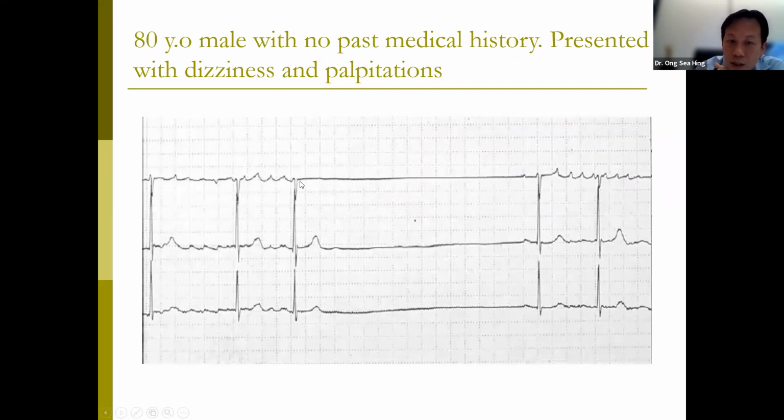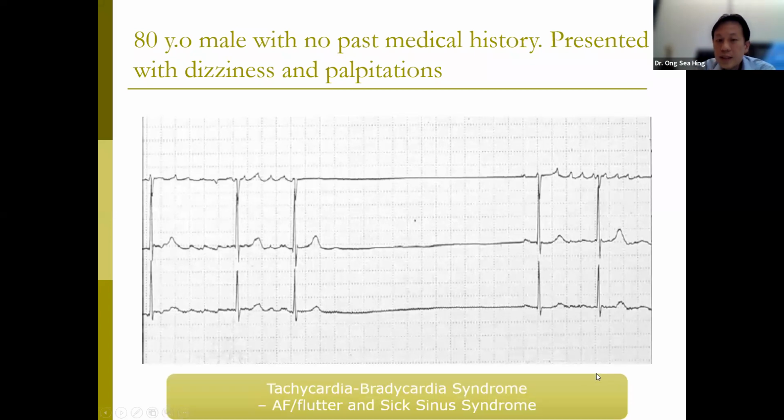And then you see a long straight line here, which is basically a long pause, like a short asystole. So a long pause, and then you see the flutter waves. So what is this? This is what we call tachy-brady syndrome, tachycardia-bradycardia syndrome.